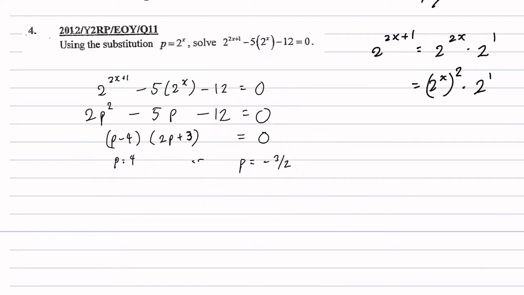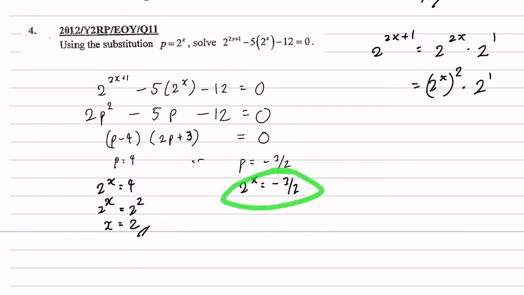You solve for x, back in 2 power x equal 4. 2 power x equal negative 3 over 2. 4 is 2 square. Yes, good. Then therefore x is equal to 2. Okay? Can change the handwriting. Okay, that is the left side. But here, 2 power x equal negative 3 over 2. Do you have a solution?